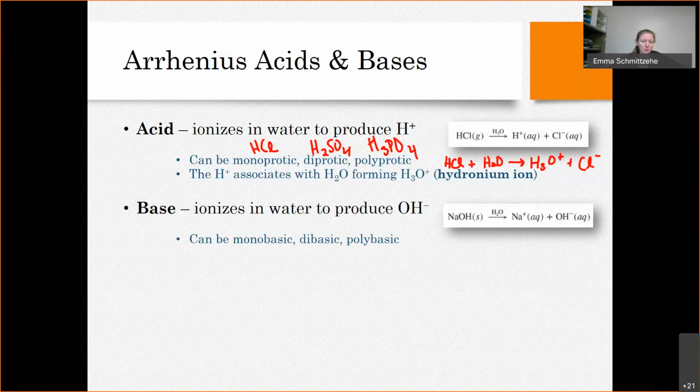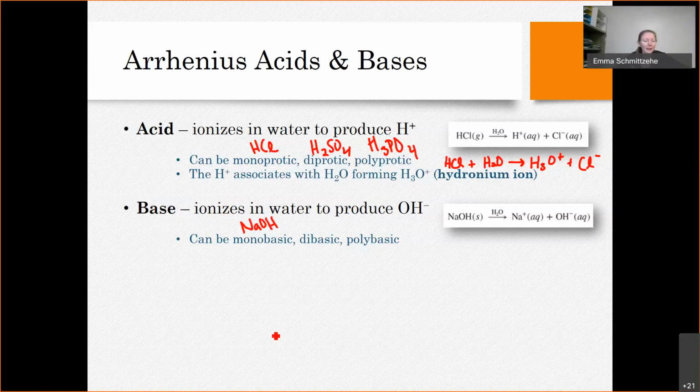So for acids, we say monoprotic, diprotic, polyprotic, just to say how many H pluses it's giving. We can do the same with bases. So we can say that a base is monobasic, or dibasic, or polybasic. And that tells you how many hydroxides it is releasing in water. If it's monobasic, it'd be something like my example, the NaOH.